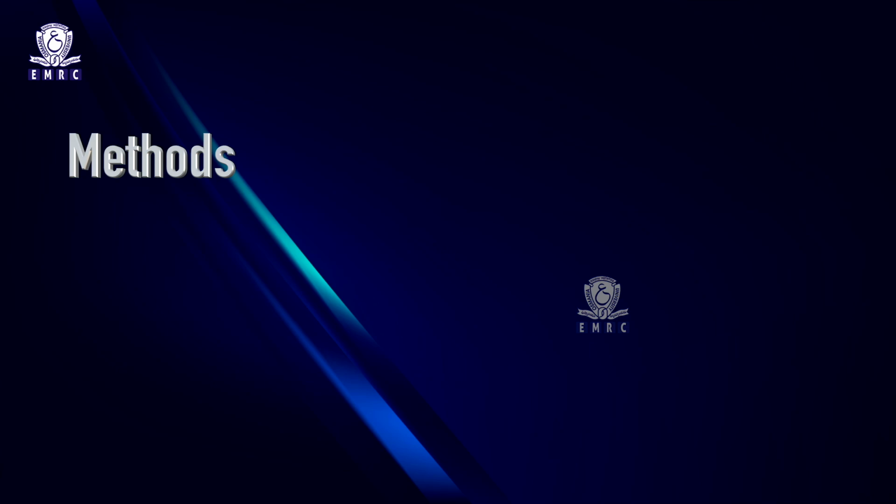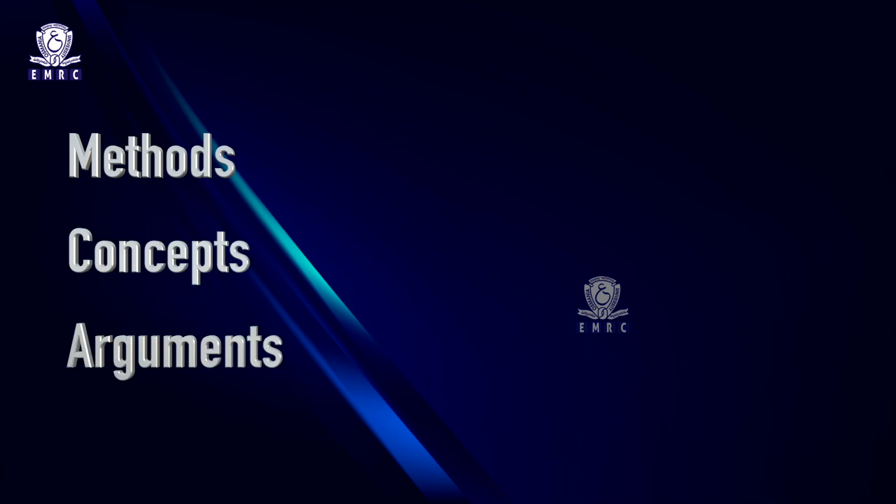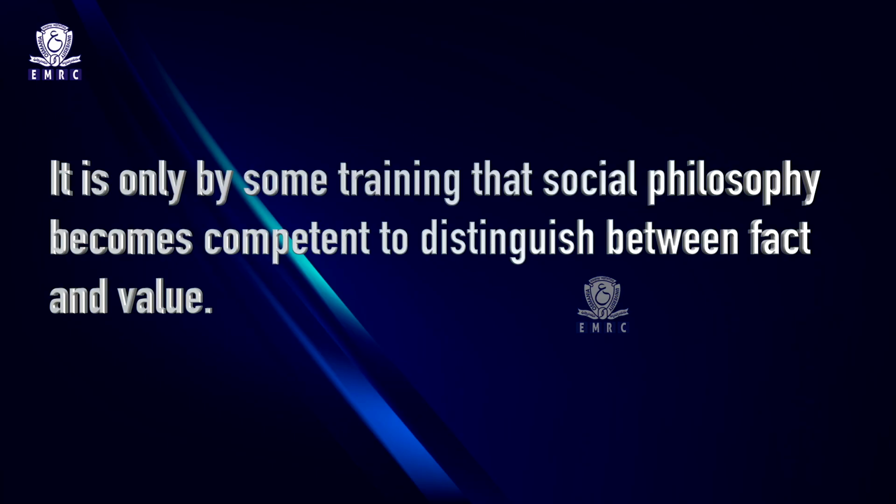First, there is a philosophy of sociology in the same sense as a philosophy of science, that is, an examination of the methods, concepts and arguments used in sociology. Secondly, there is a close relationship between sociology and moral and social philosophy. The subject matter of sociology is human social behavior as guided by values. Moral and social philosophy studies values, and the sociologists study values and human valuations as facts. On occasion, the sociologist is made to distinguish between fact and value. It is only by some training that social philosophy becomes comprehended to distinguish between fact and value.